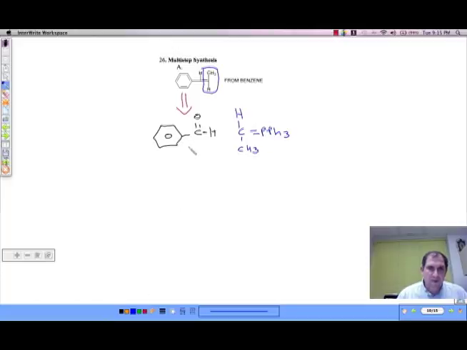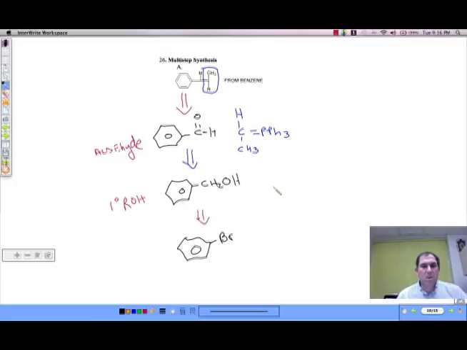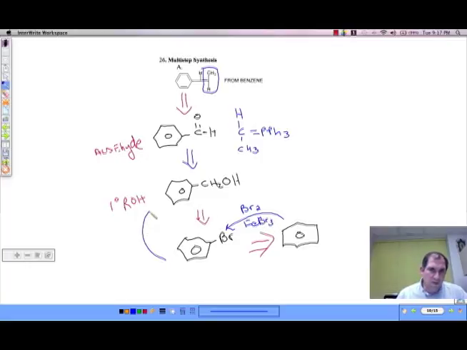All I have left to do here is to go backwards here. Benzaldehyde could come from alcohol, aldehyde coming from primary ROH, and then this could actually come from a Grignard type reaction, and then we know that bromobenzene would come from benzene. This is going to be Br2, FeBr3. This is going to be the tough one right here.